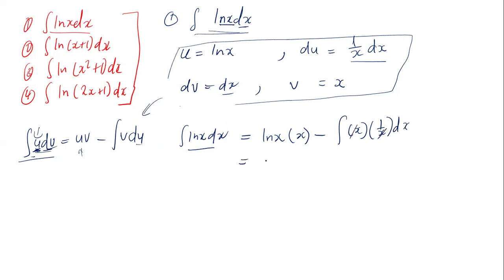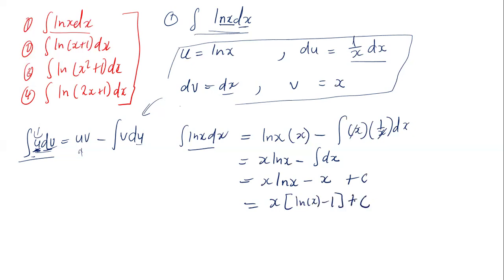And then here we're going to have x ln of x minus the integral of dx. What is the integral of dx? It's going to be x plus the constant, because we are dealing with the indefinite integral. And therefore now I'm going to take my x outside of the bracket. I have x times ln of x minus 1, plus c, which is the constant.